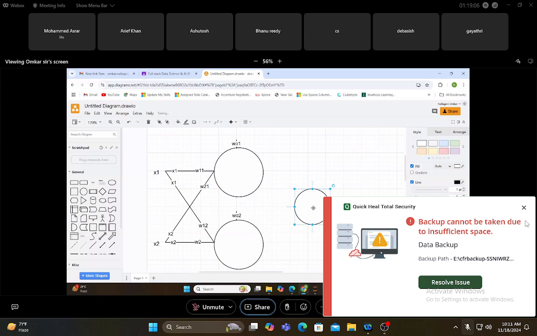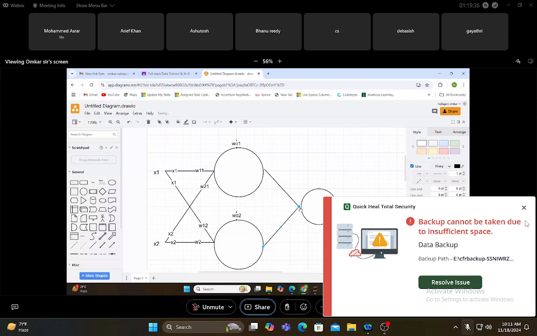This neuron will give an output. The output will travel to the next one. So this output is coming from here to here. This neuron will give an output, and that output is coming from here to here. And this neuron also will give one output. That output will also come from here to every neuron.